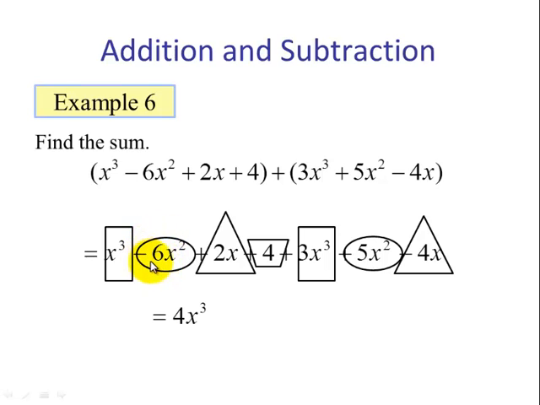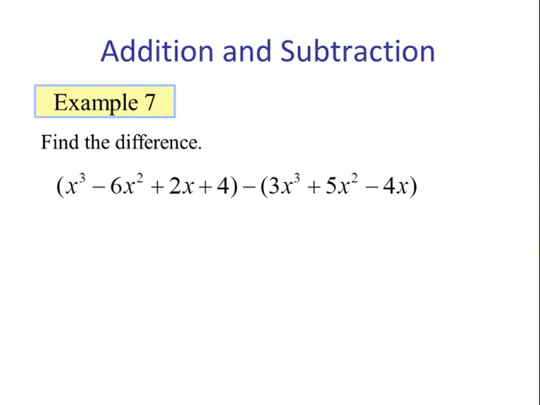This has a coefficient of -6. This has a coefficient of +5. So the ovals added up will give me a -1x squared. Next, 2x and -4x make -2x. And then we bring down our constant term, which is 4. And we are finished.